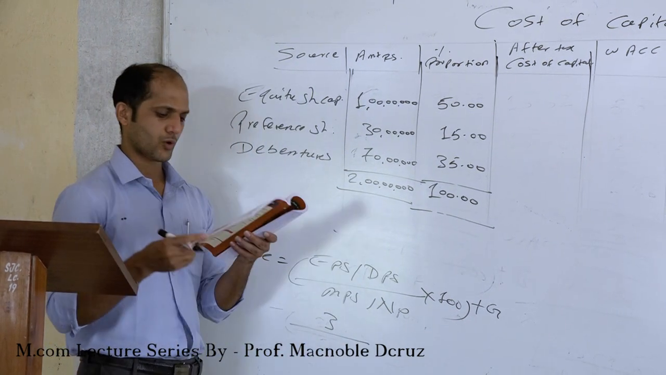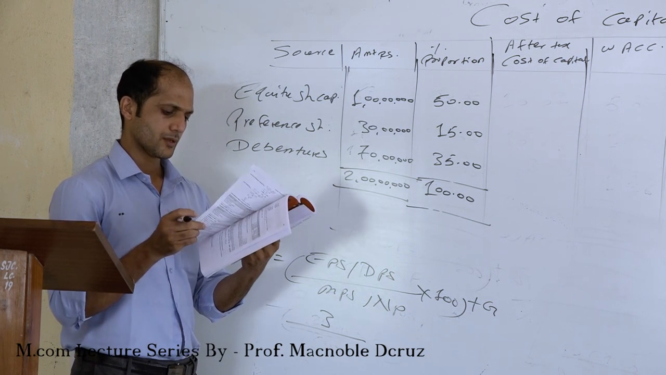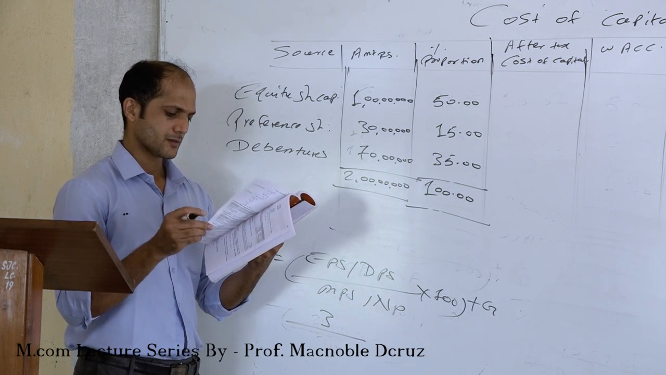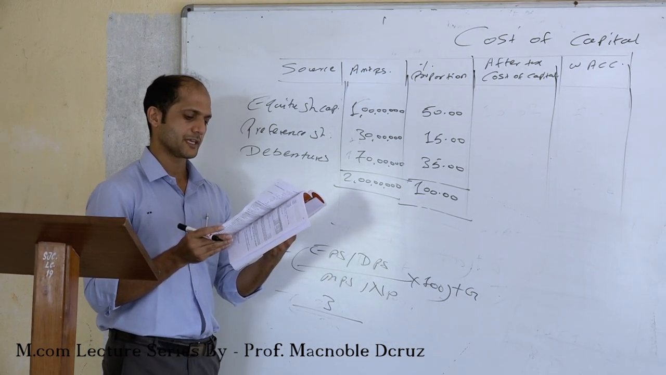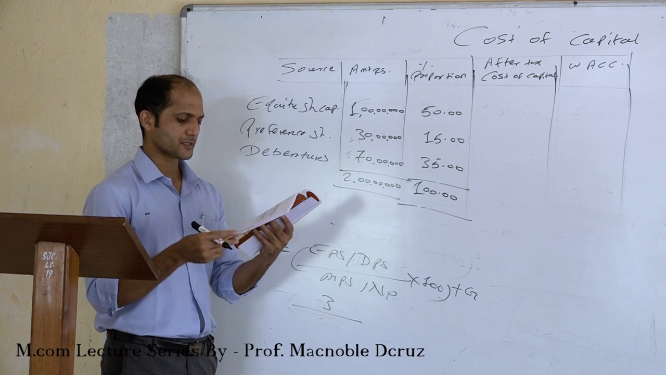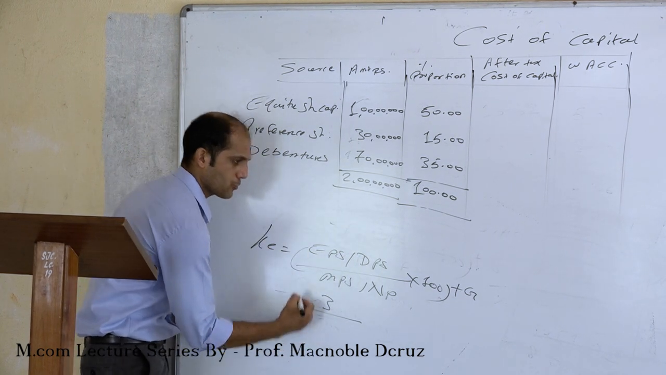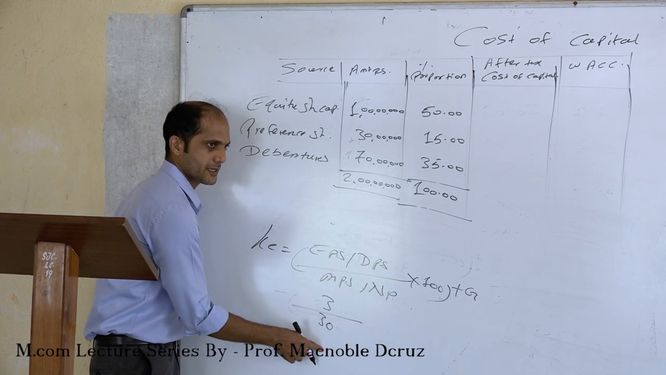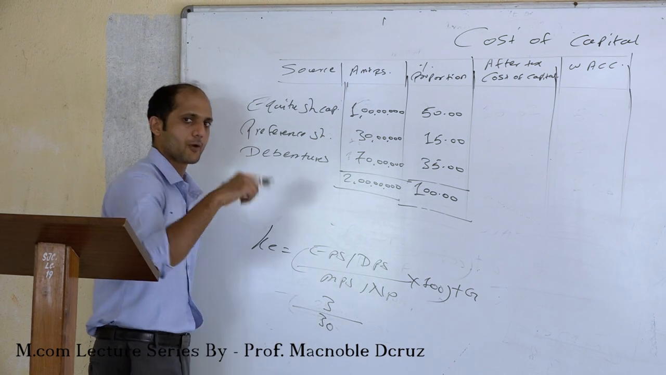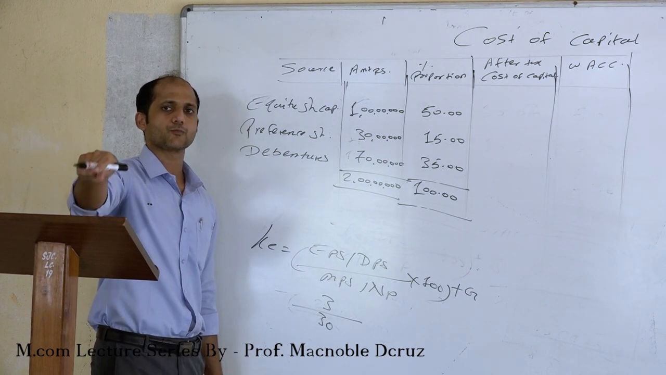What about the market price? They have given the company's value is 35 rupees in the market, but 5% floatation cost is there. So we can say that 35 minus 5 means net proceed is 30. You have to take the net proceed. 35 rupees company has issued the share in the market, but 5 rupees is the floatation cost.